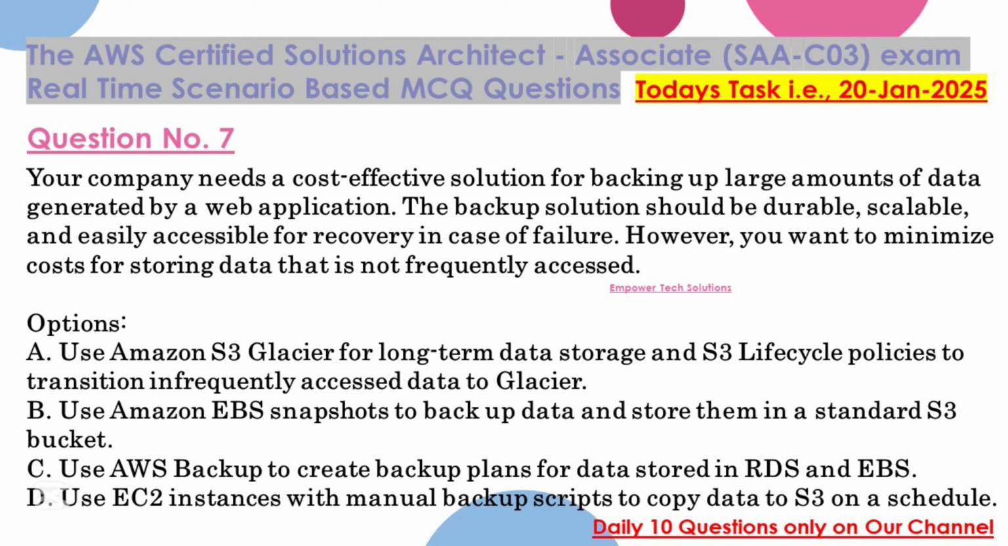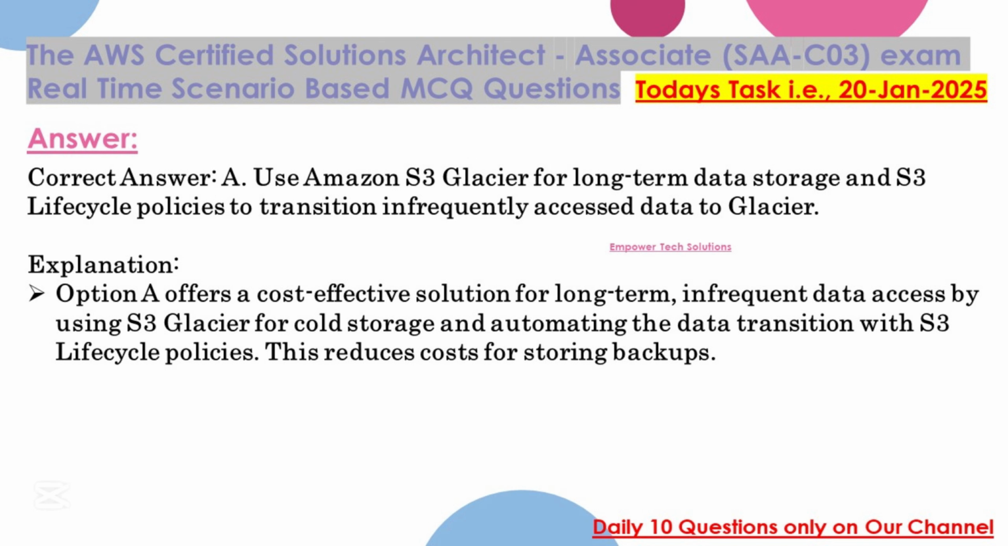C. Use AWS Backup to create backup plans for data stored in RDS and EBS. D. Use EC2 instances with manual backup scripts to copy data to S3 on a schedule. Correct answer: A. Use Amazon S3 Glacier for long-term data storage and S3 lifecycle policies to transition infrequently accessed data to Glacier.